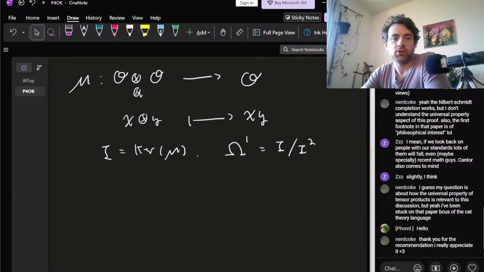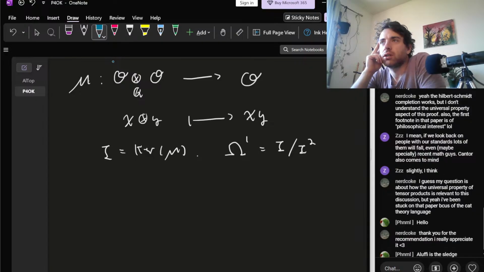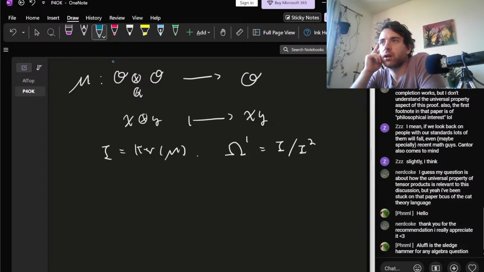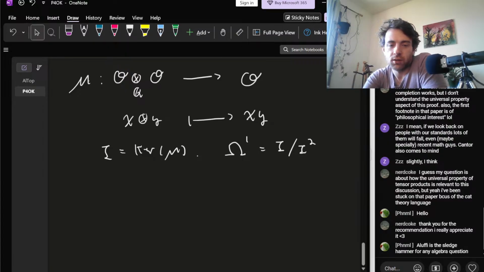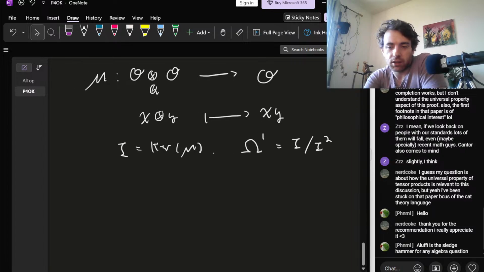Yeah, no problem, Nerd Coke. These are Q vector spaces, right? So this should just have a basis. Yeah, Lovely's the sledgehammer for any algebra question. Well, maybe there's more comprehensive books than that, and it's also more a self-study book than a reference book. But yeah, that's my default reference for everything algebra to anyone.